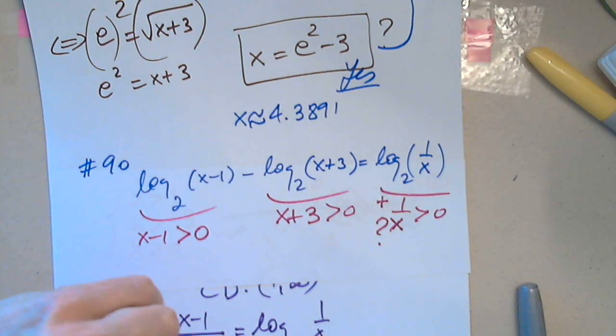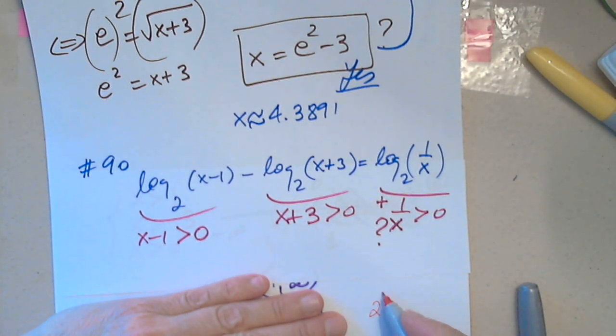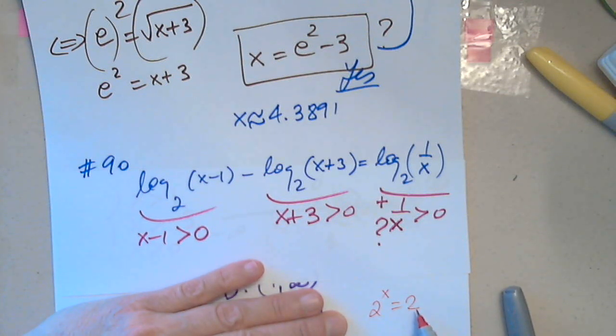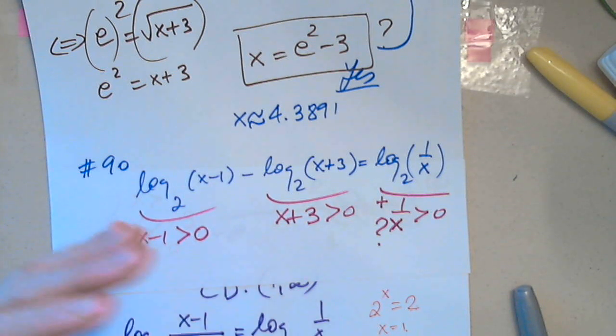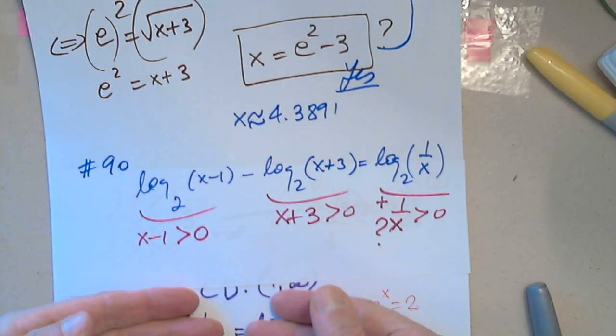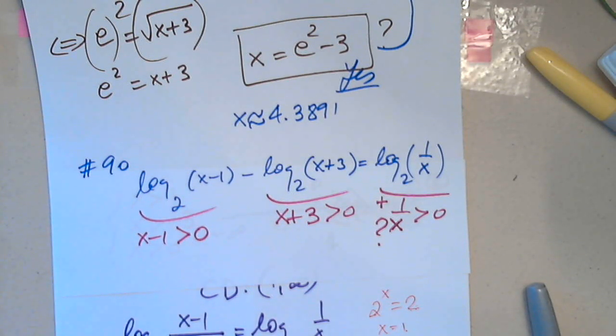Perfect. Now, forget about this problem for a moment. Do you remember when we looked at 2 to the x equals 2 and we said both sides have the same base? Then obviously x must equal 1. If the two numbers are equal and they have the same base, then the exponents have to be the same. Agreed? Yes. Perfect. Same concept. Two numbers are equal. They are logging the same base.